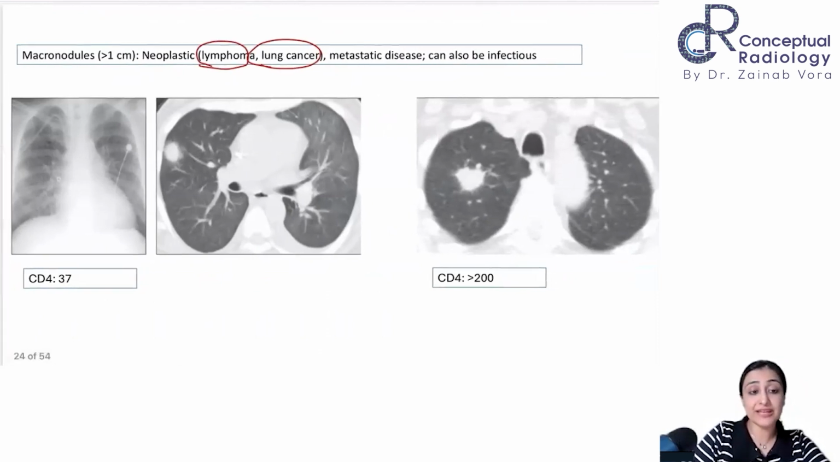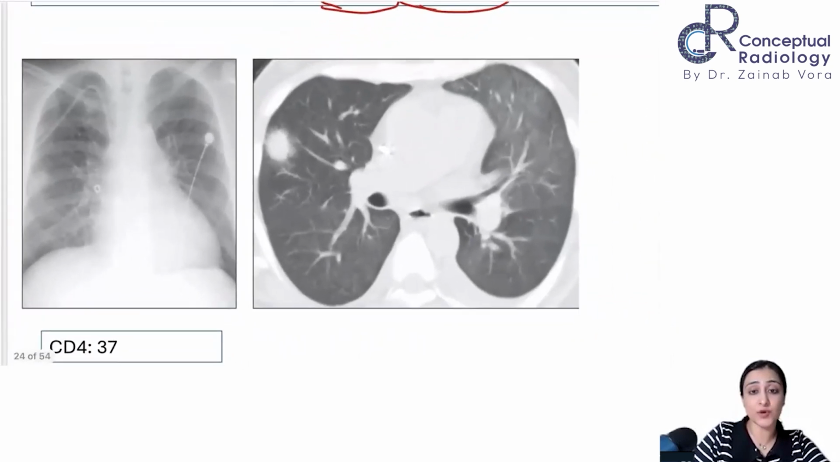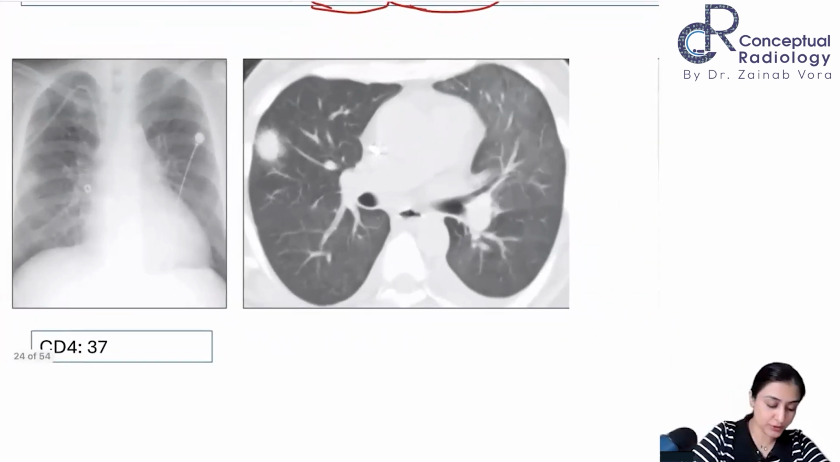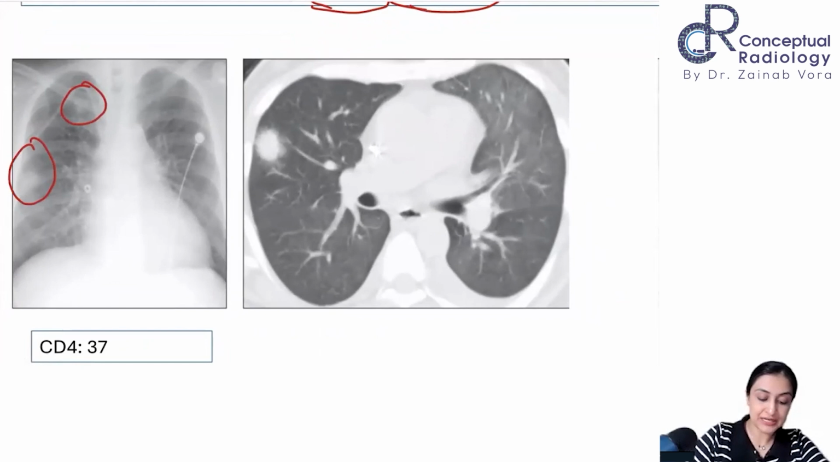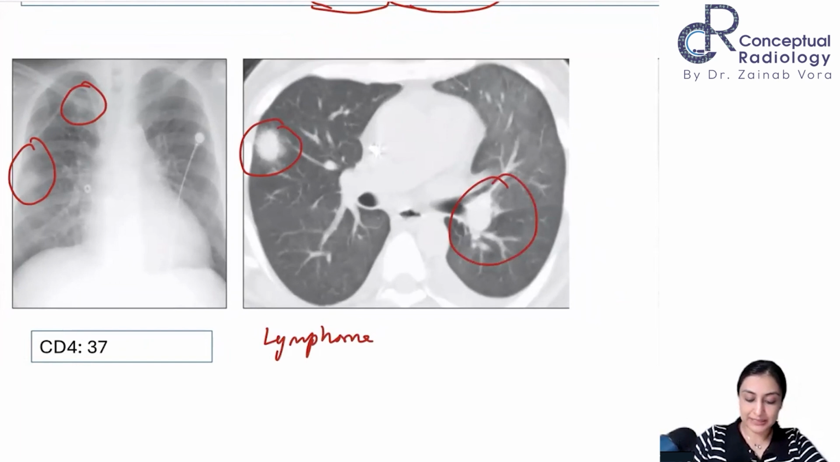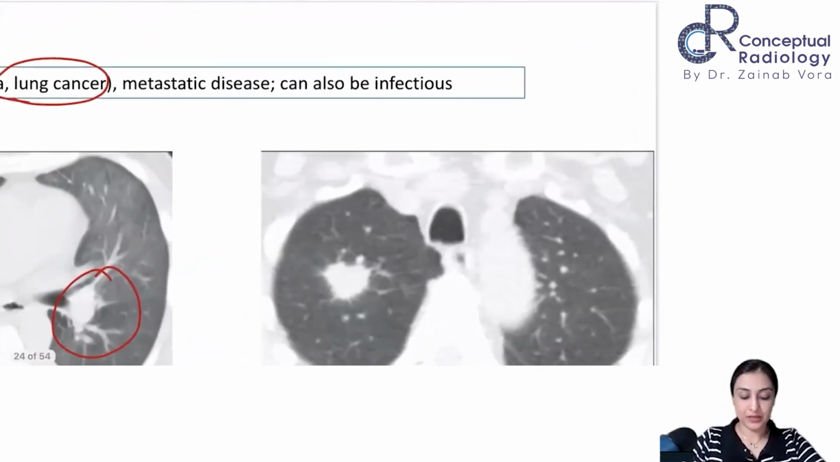So this is a very, very low CD4 count, and there was this nodule. In fact, there were multiple nodules, right? You can see 2 nodules here. And when this was biopsied, this turned out to be lymphoma, right? There are multiple nodules which turned out to be a presentation of lymphoma, macronodular lymphoma.